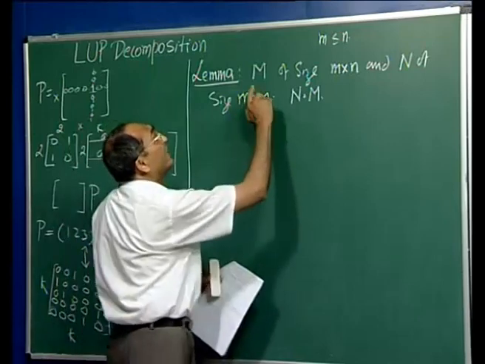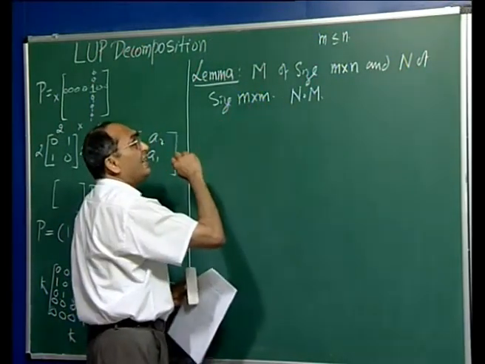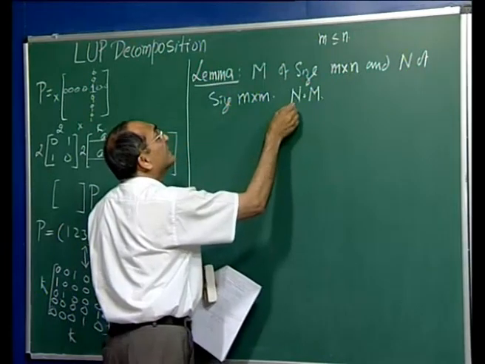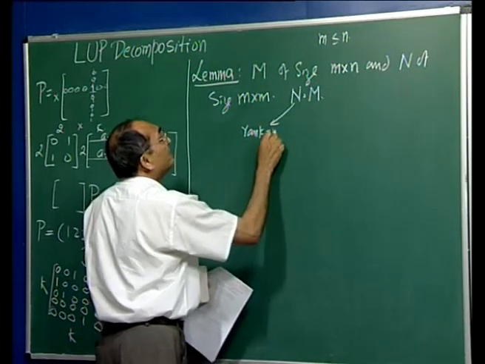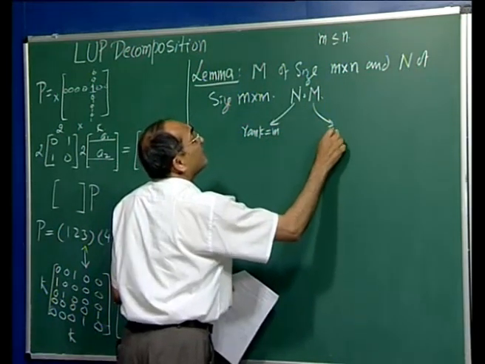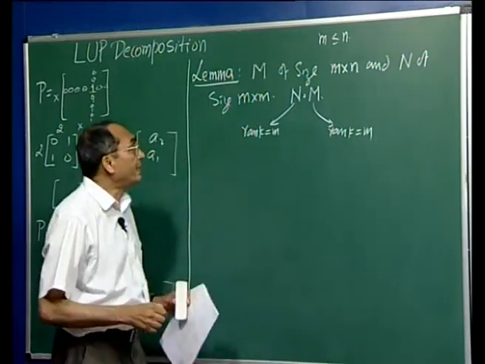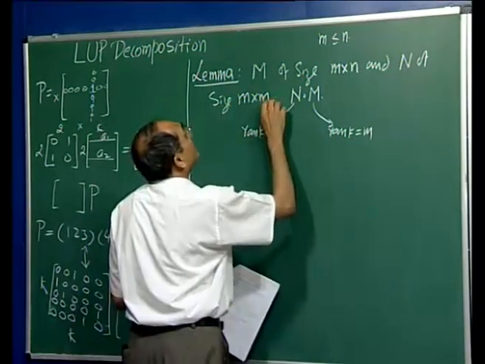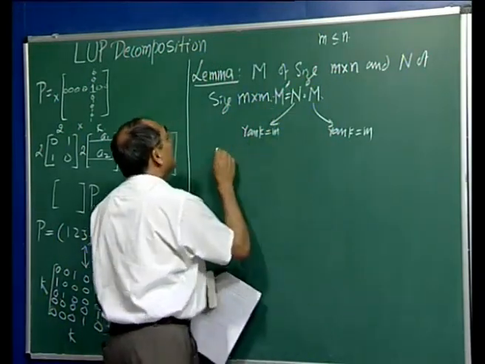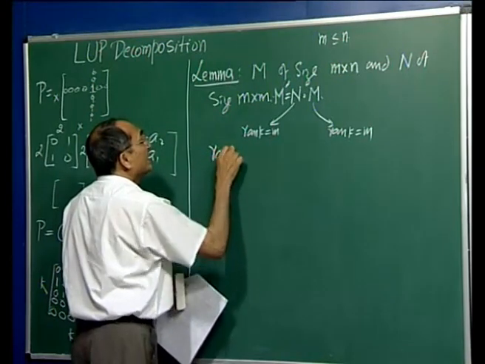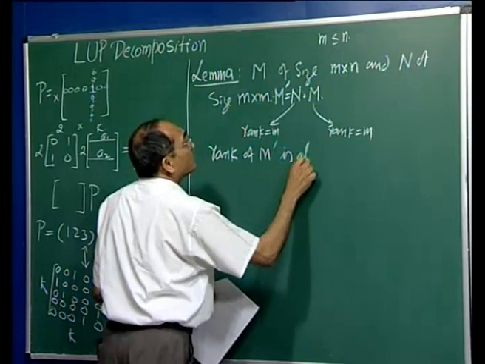Now, suppose we have a matrix N which is non-singular, hence this also has rank equal to n. In that case, for the product, let us call this M prime, the claim is that the rank of M prime is also m.